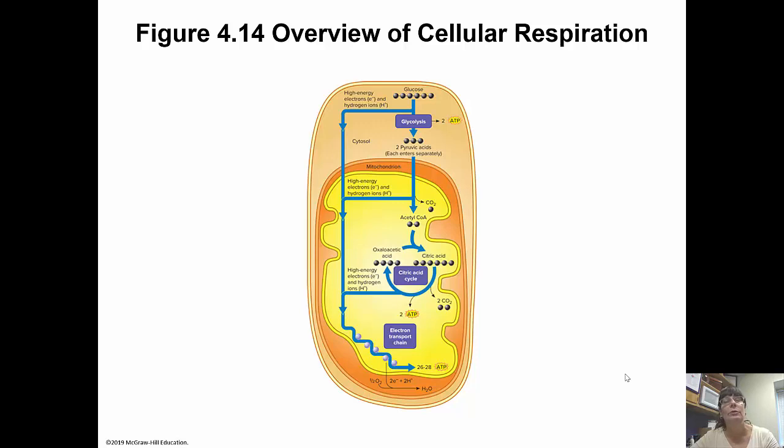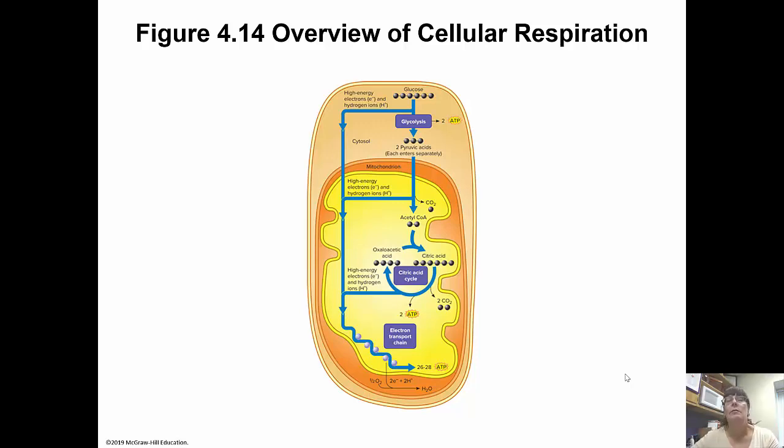But remember, 2 pyruvic acid molecules go into the citric acid cycle. So the citric acid cycle actually turns twice per glucose molecule. And it's going to create 2 ATP as well. So we have 2 ATP from glycolysis. We have 2 ATP from the citric acid cycle. The big moneymaker, so to speak, is the electron transport chain.